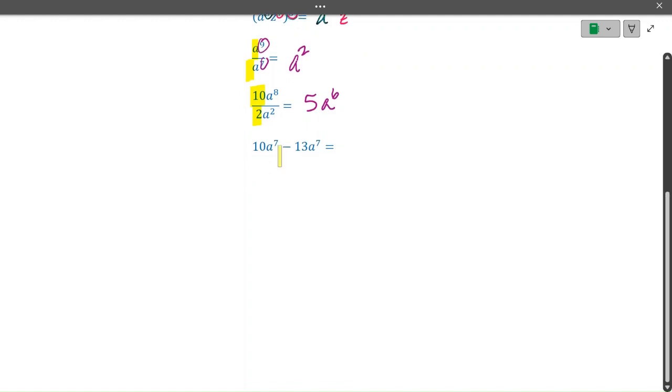And our final answer, I'm noticing that my exponents are a to the seventh in both of these. That means these are like terms. And when we have like terms, we subtract. So we're not applying any exponent rules. I just want to point out here, this is not a division sign. It's not a multiplication sign. It's a subtraction sign. That's why we're combining like terms. When I do that, I have 10a to the seventh minus 13a to the seventh. That gives me negative 3a to the seventh.